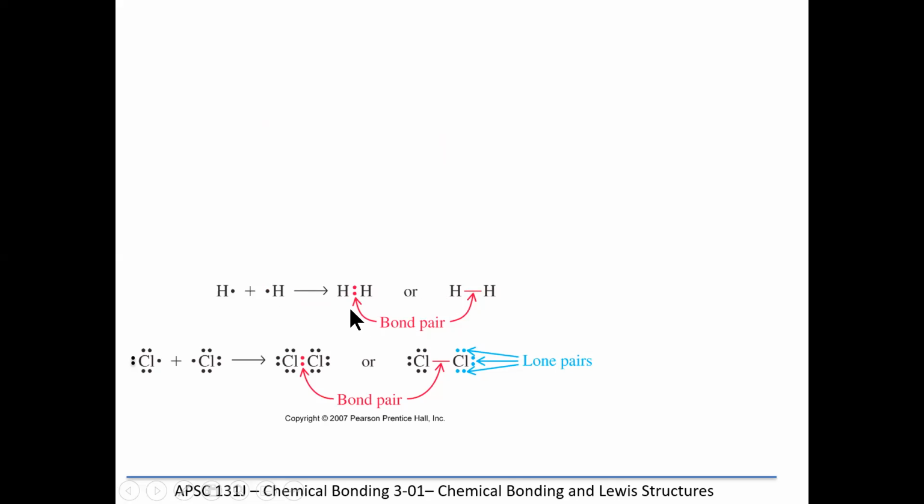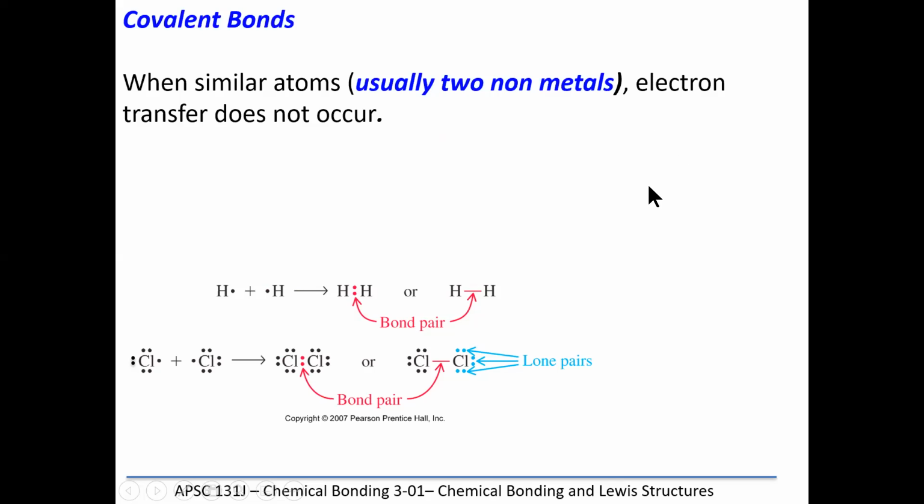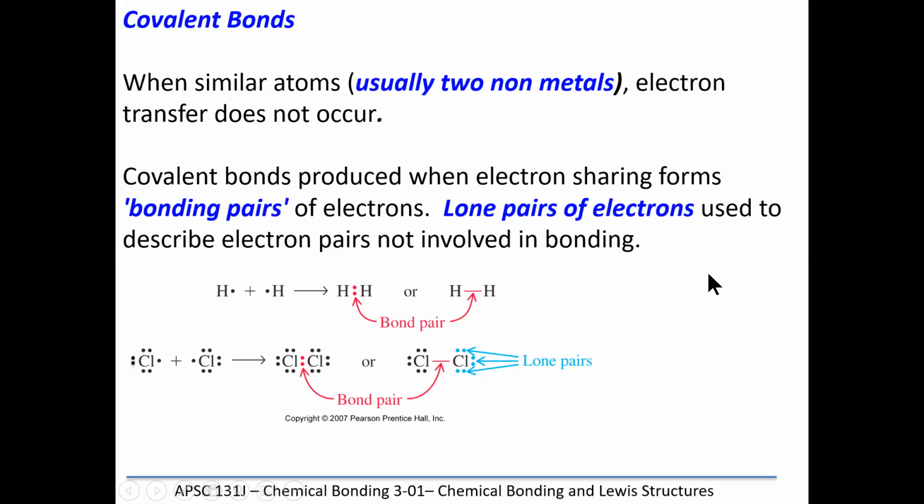So now let's talk about the sharing arrangements that can happen in covalent bonds. We don't get losses or gains of electrons, but we get sharing of electrons to achieve greater stability. So when similar atoms, usually 2 nonmetals, bond together, electron transfer doesn't occur, but electrons are shared. So in this case, we can see hydrogen can form a more stable arrangement. Remember, the noble gas helium only has 2 electrons, so that we can fill that first energy level by having 2 electrons. So each hydrogen atom, if we look around it, has 2 electrons, so it's more stable. We can show the bond with a stick.